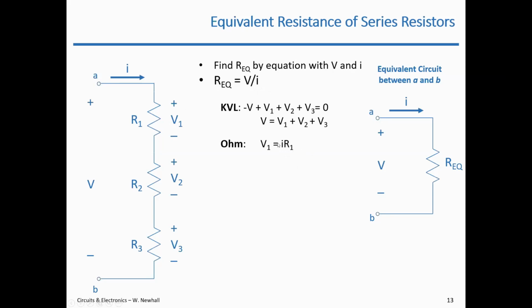I can get an I into this equation by saying V1 equals I times R1, right? That's Ohm's law for this resistor. Likewise, that same current goes down through resistor R2, and I can say V2 equals I times R2, right? I is coming down, and V3 equals I, that same current, times R3.